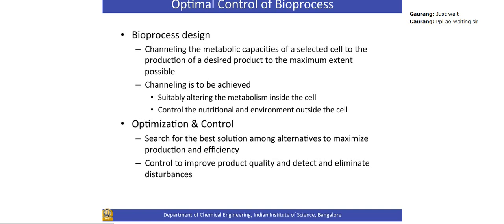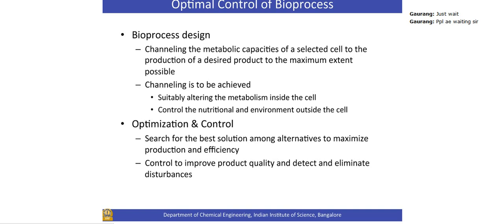So now let's come to optimal control of bioprocesses. Now, when we say we want to design a bioprocess, what exactly are we trying to do? What we are trying to do is channelize the metabolic capacity of a selected cell to the production of the desired product to the maximum extent possible. So we are taking the metabolic capability of the cell and now, through environmental changes or otherwise, trying to channelize this capacity to make a desired product.